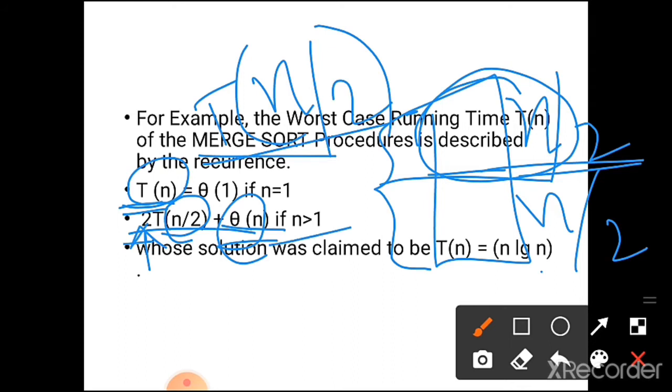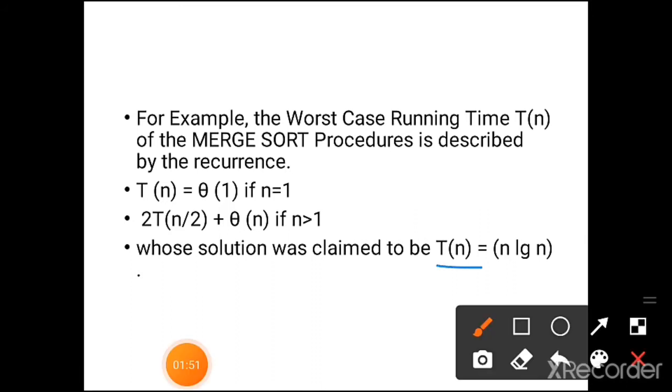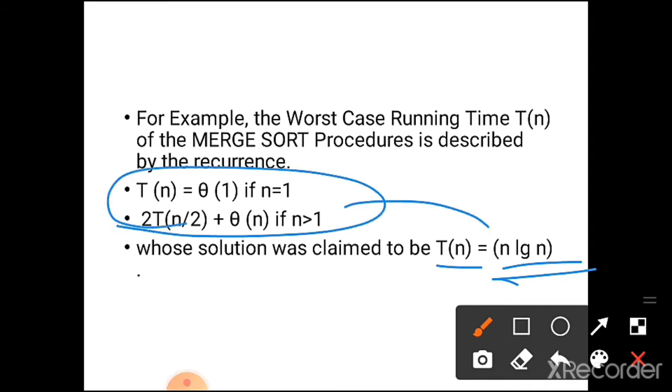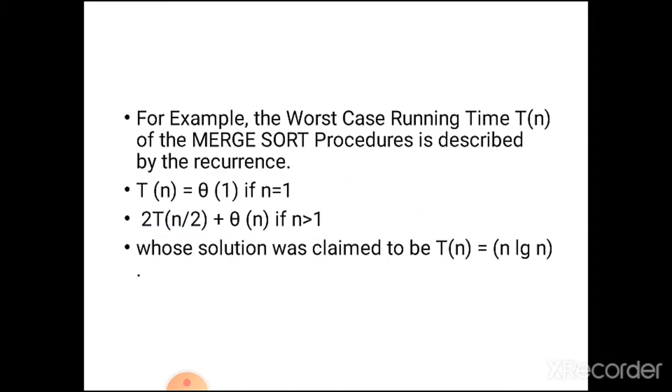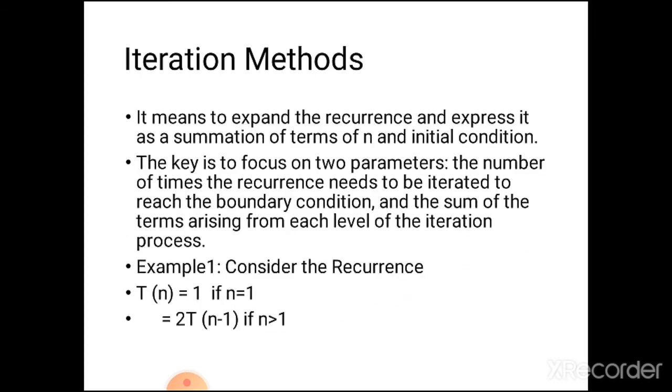This equation applies only if the input size is greater than 1. Solving this equation, we will get the total running time of the algorithm, T of n, as n log n. To solve this recurrence relation into this form, we will use four methods: substitution method, iteration method, recursion tree method and master method. The first one is the substitution method, which means to expand the recurrence and express it.